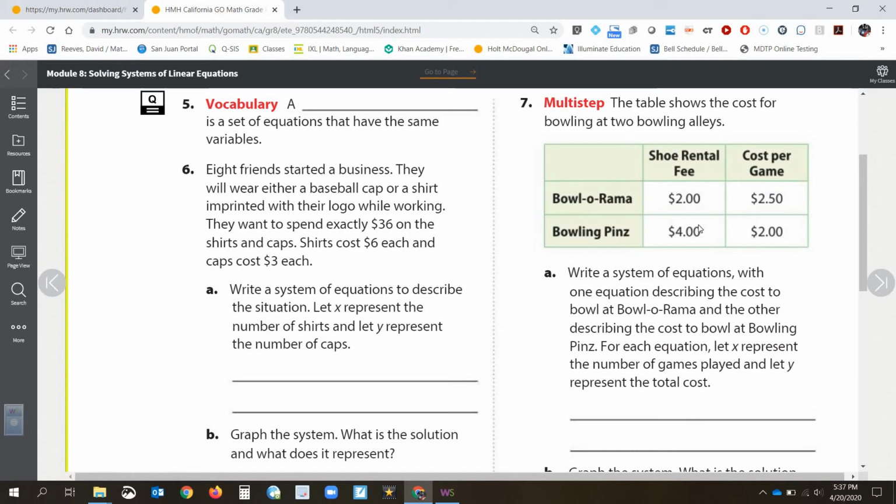While Bowling Pins charges $4, they charge you twice as much to rent shoes, but they charge you only $2 per game, 50 cents cheaper. So this one starts cheaper and goes up higher. This one starts higher and goes up by a smaller amount.